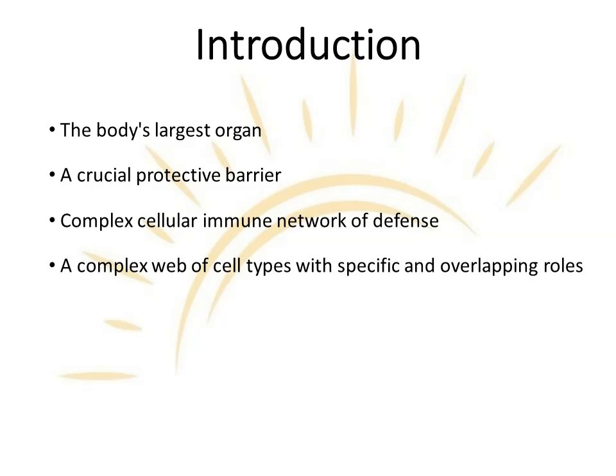This network includes skin-resident immune cells and circulating lymphocytes. Parenchymal cells like keratinocytes, endothelial cells, and fibroblasts also participate. The system is a complex web where cell types have both specific and overlapping roles.